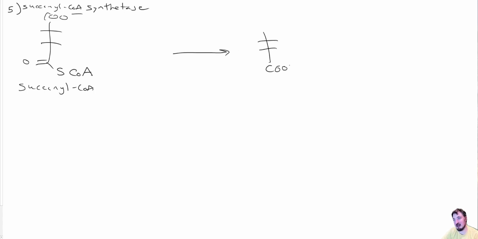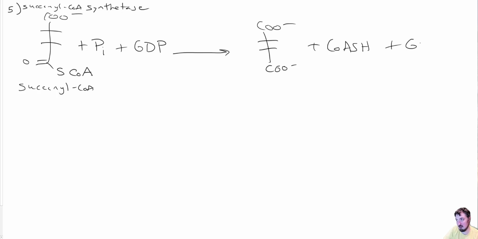So we're going to be cleaving off that CoA. But we're also going to be doing a substrate level phosphorylation. So we need a phosphate and a GDP for this. And we're going to make a GTP for this as a product.